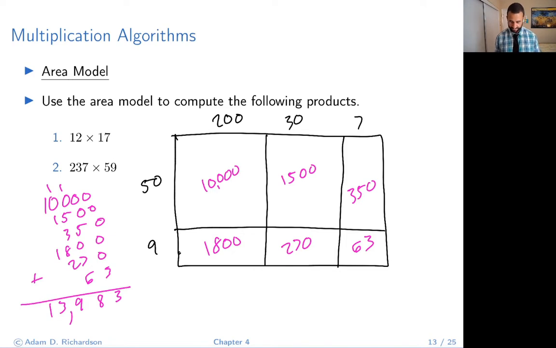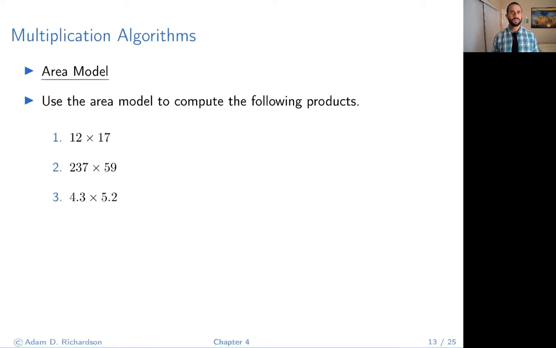Not too bad, right? What about this? What about 4.3 times 5.2? Does the area model work? Can we use the area model here? Yes, we can. We always can. Multiplication can always be represented as an area. So let's do it right here. We're going to do 4.3 times 5.2.